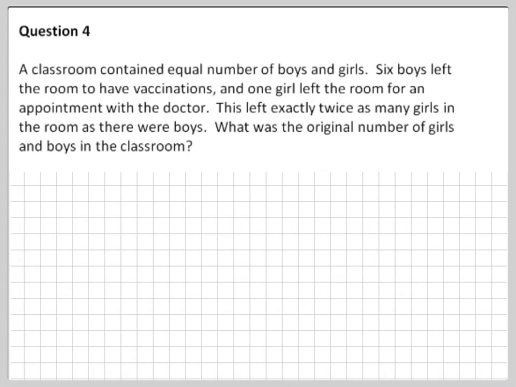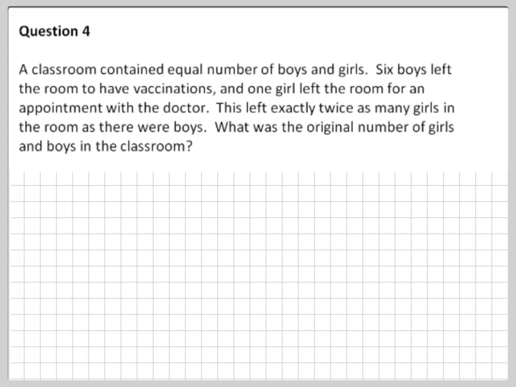Right, next one. We've got here a classroom contained equal numbers of boys and girls. 6 boys left the room to have vaccinations, poor fellas, and 1 girl left the room for an appointment with the doctor. Poor girl must have been sick. This left exactly twice as many girls in the room as there were boys. What was the original number of girls and boys in the classroom? Well, now, guys, look, there's no pronumerals anywhere in sight. If you want to have a go at it, pause me and then come back and you can see how you went, okay?